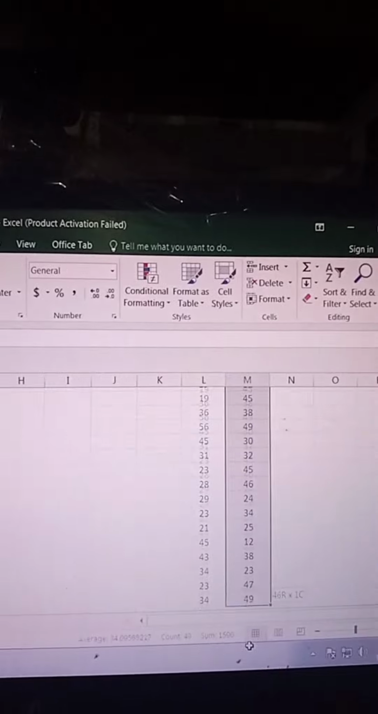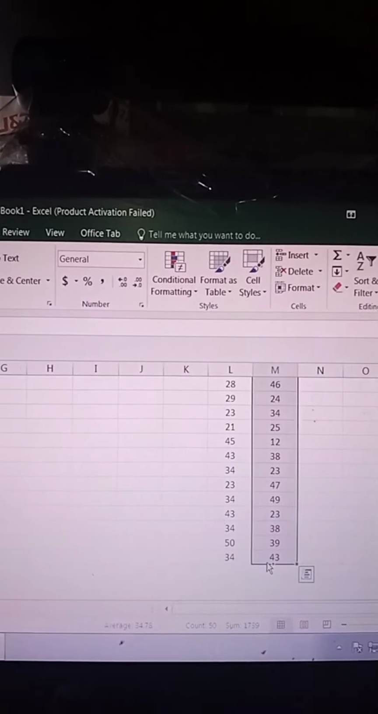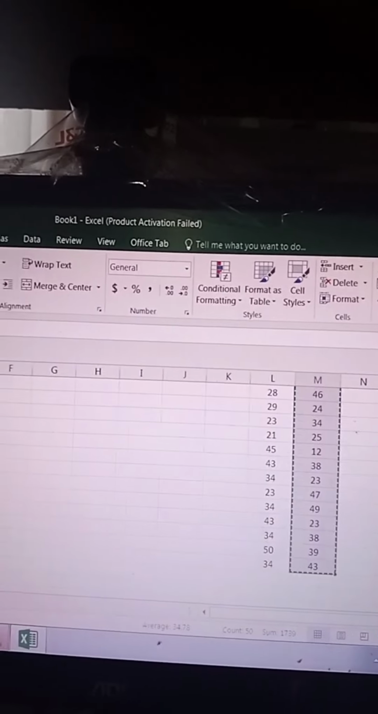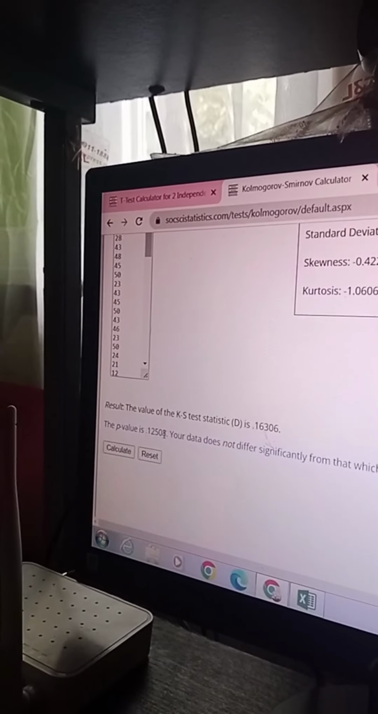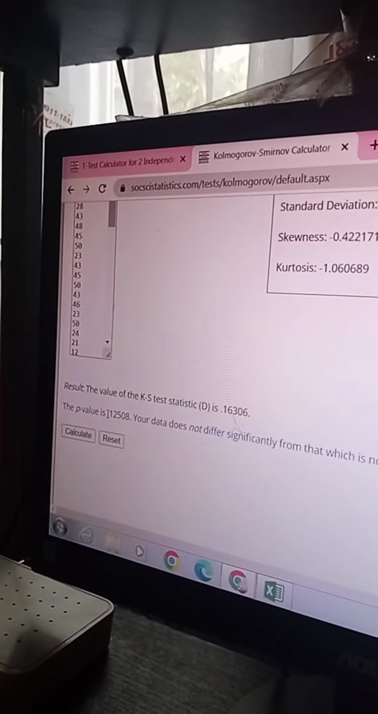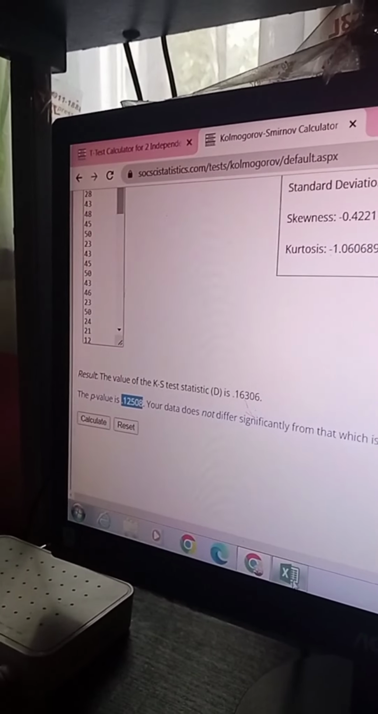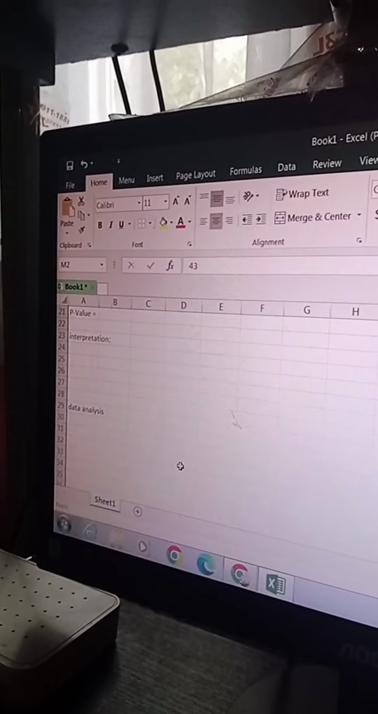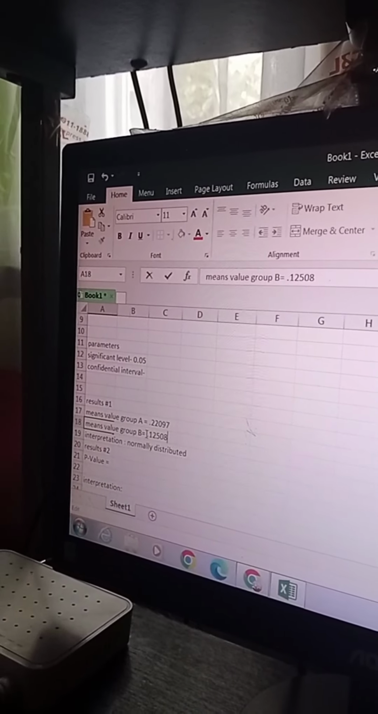And the next step is we need to copy this data in group B and paste it in the Kolmogorov test for normality. And siya, calculate. Then the p-value of group B is 0.12506, and it is greater than 0.05. It means it is normally distributed.